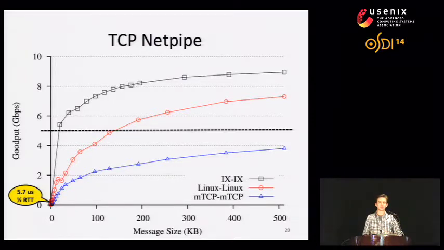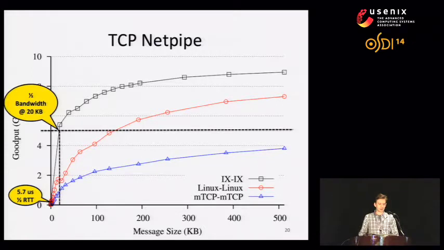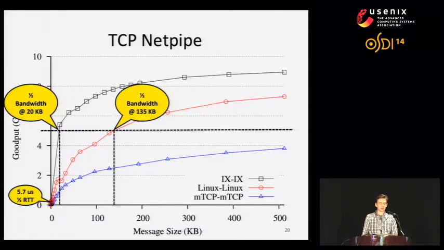This is just to build some intuition for why IX, which is the black line on the top here, has a performance benefit. A pretty good metric for NetPIPE is what size message do you need to echo in order to reach half the theoretical bandwidth. And so with IX, this is 20 kilobytes. By comparison, Linux takes 135 kilobytes. And mTCP, at least for the range of echo sizes we evaluated, was never able to reach this point.